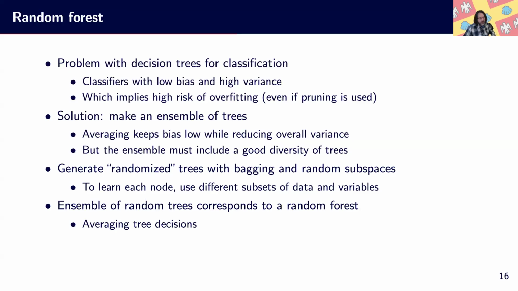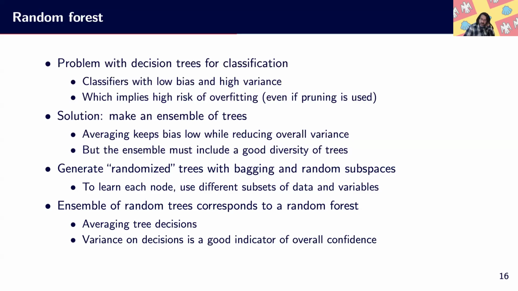So this leads us to our random forest, where decisions are made by averaging the tree decisions. The variance on the decision is a good indicator of our overall confidence, because even with enough trees, the variance can still be there. That variance gives us information about how unanimous the models are in assigning one sample to one class, or whether they are diverging. If there is some divergence, then that means we are not that confident over the decision.